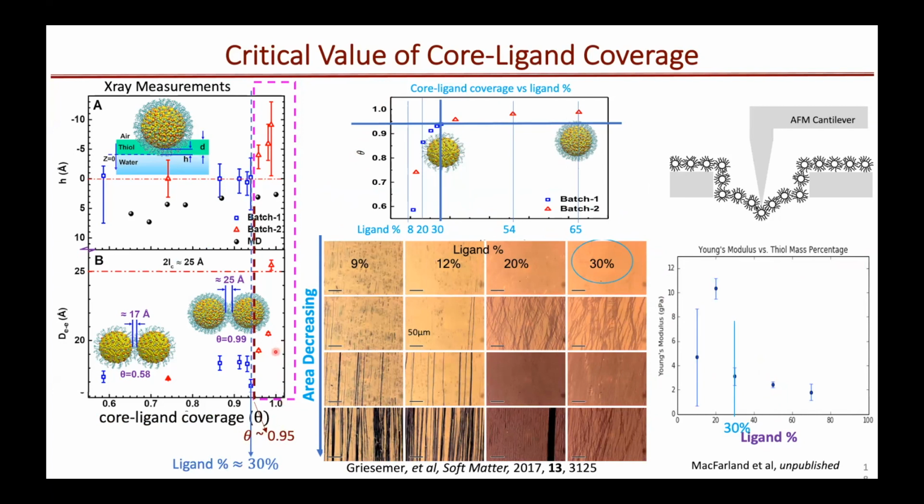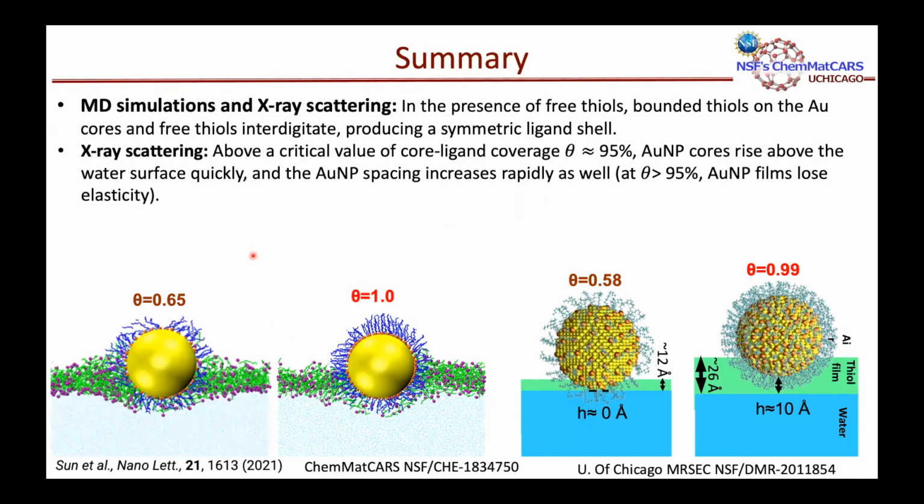So we conclude that beyond the critical value, there are just going to be a lot of thiols in the solution, and they run between the nanoparticles and are caught under the layers. Therefore, the film just loses the elasticity. So, summary: both MD simulations and X-ray scattering show that in the presence of free thiols on the gold core, they interdigitate, producing asymmetric shells.